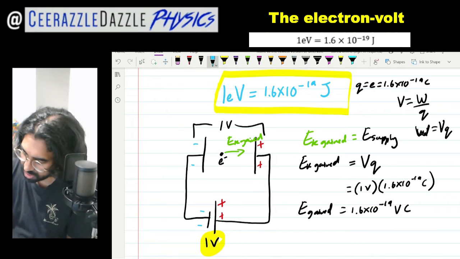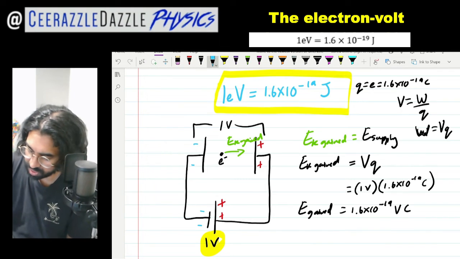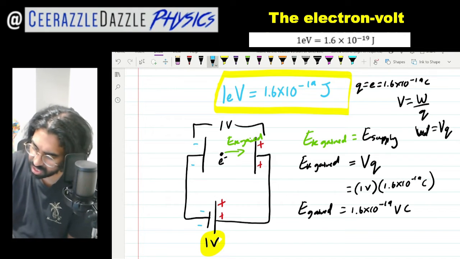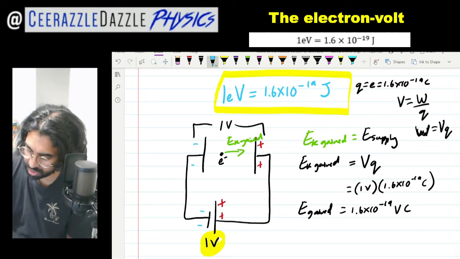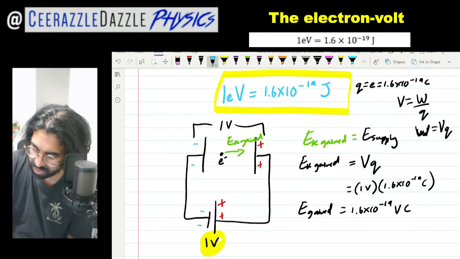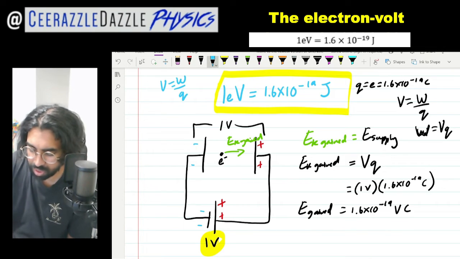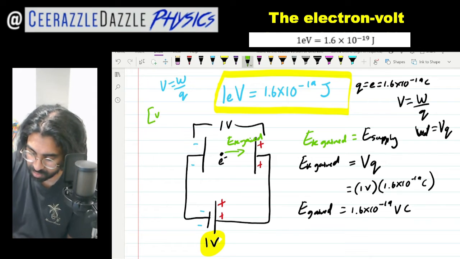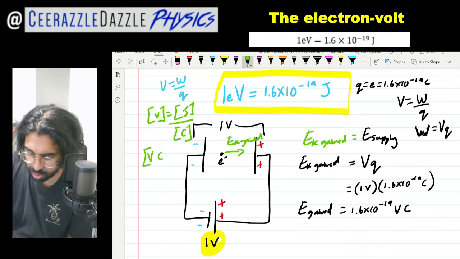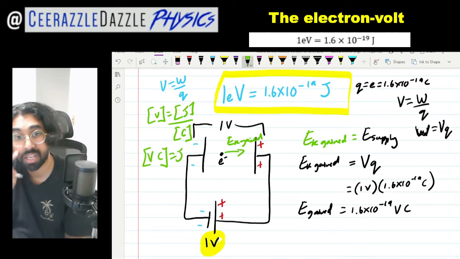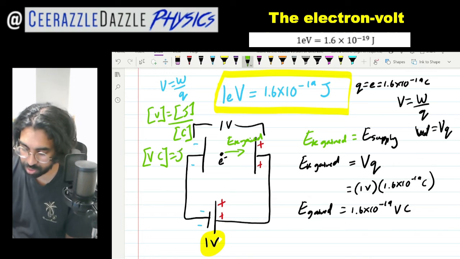We recognize that from this formula over here, we know that a voltage is equal to energy per unit charge. So looking at the units, we know that V is equal to W divided by Q. In terms of the units, 1 volt is equal to joule divided by the coulomb itself. So moving the C up, a volt coulomb is actually equal to a joule.